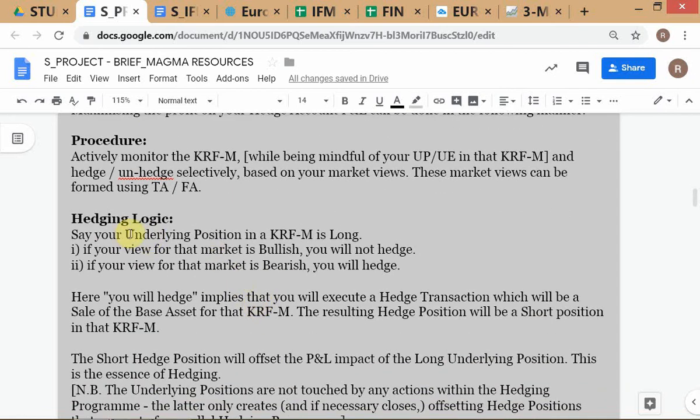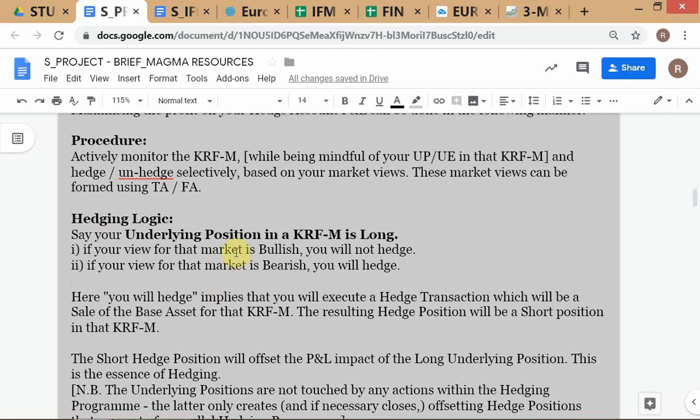See, if your underlying position is long, we discussed the short position in the Eurodollar futures case, but now reverse it. This hedging logic, everything is written here, but you have to understand the logic for it.